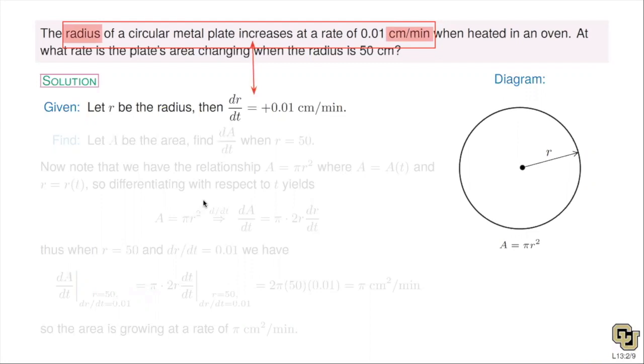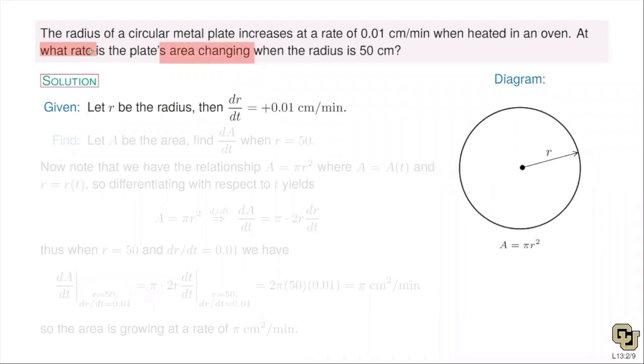These two are identical. These are saying the same thing. One is a statement in English, one is a statement in math. I would read them both the same way. The radius is increasing at a rate of 0.01 centimeters per minute. That's how I would read that equation. dr/dt equals plus 0.01 centimeters per minute. So the idea of converting the English sentence into a mathematical sentence is really the trick here. So here, it says, at what rate is the plate's area changing?